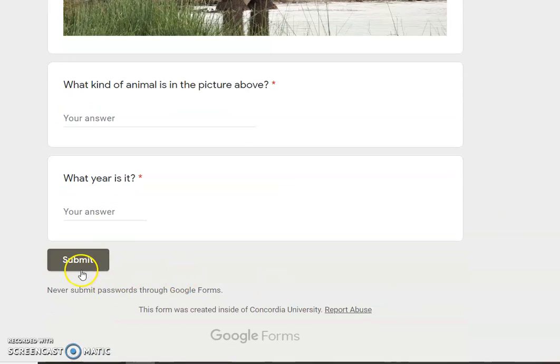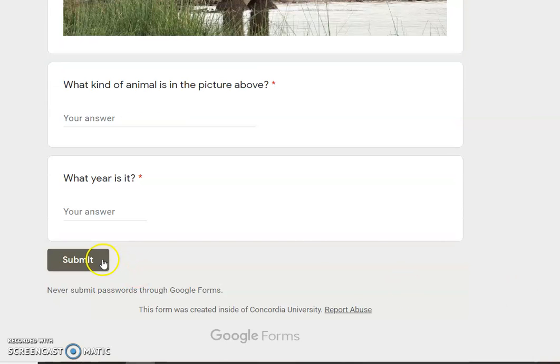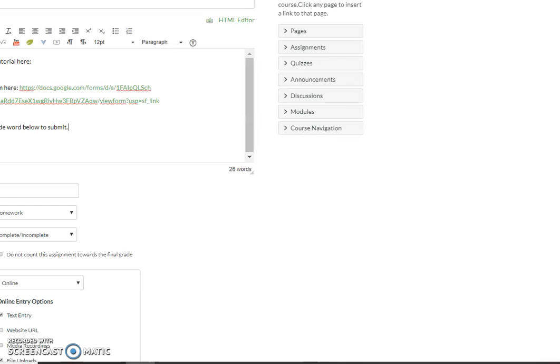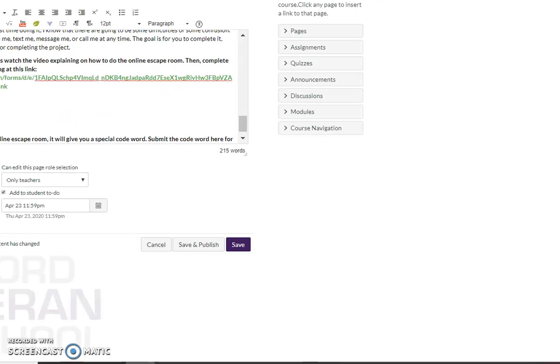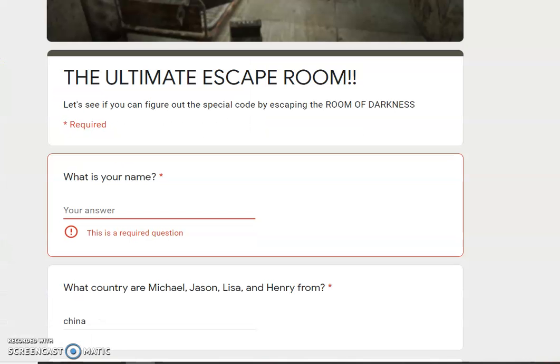When you get to the end, you will submit it. You can only submit it when all your answers are right, okay? That's how you escape the room. When you push submit, it's going to take you to another page, and it is going to tell you a code word. What you're going to do is come back up to Canvas and submit your code word in your homework slot, okay? That's all you have to do for today.